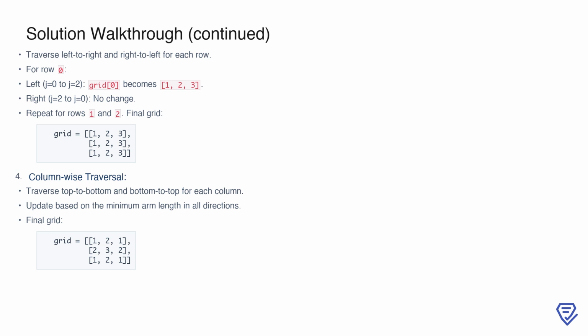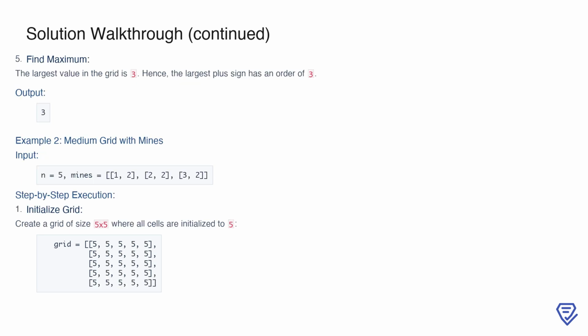This updated grid reflects the maximum possible plus sign order at each position, considering all directions. To determine the final result, we simply find the largest value in the grid. In this example, the maximum value is 3, indicating that the largest plus sign has an order of 3.